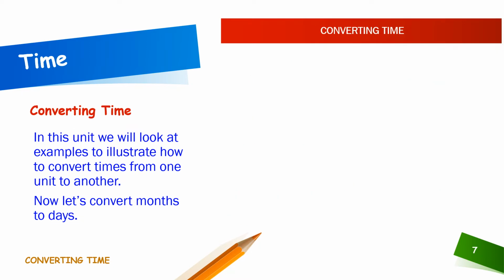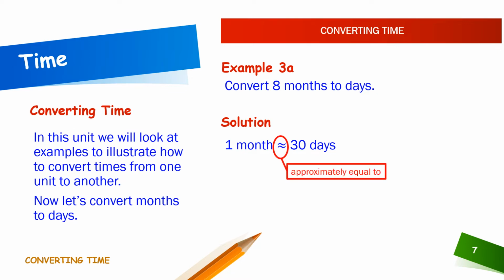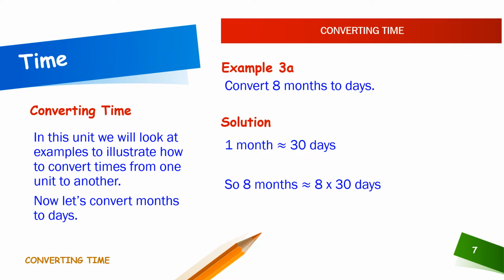Now let's convert months to days. Pause the video and have a go at this example. Press play when you're ready to view the solution. So we're required to convert 8 months to days. So let's solve this. 1 month is approximately equal to 30 days. Therefore, 8 months is approximately equal to 8 times 30 days, which equals 240 days.